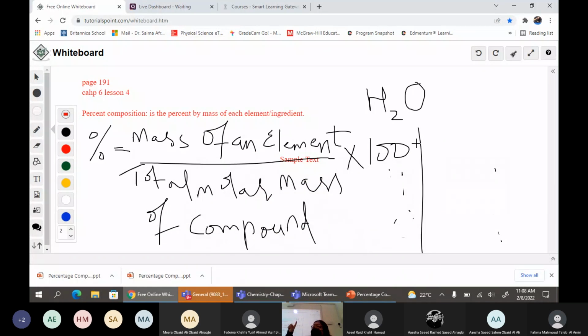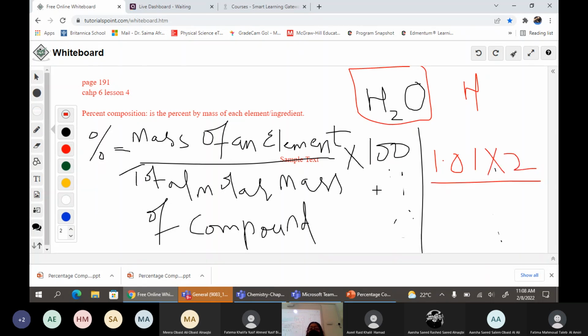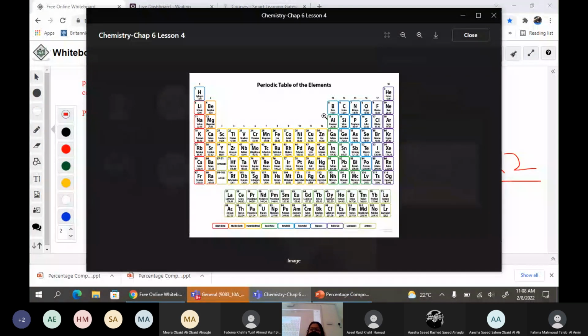What is the formula? The formula says the mass of an element, the element you are calculating for, should be up and the total molar mass of the compound should be down. And then you will be multiplying by 100. So you will put the mass, we are calculating first for hydrogen. Hydrogen has the mass of 1.01. And how many hydrogens do you have in the formula? You have 2 hydrogens, so you will be multiplying by 2. And then you divide by the total molar mass of the compound. I already explained how to calculate the total molar mass of a compound: grams of hydrogen and grams of oxygen, and you add them.